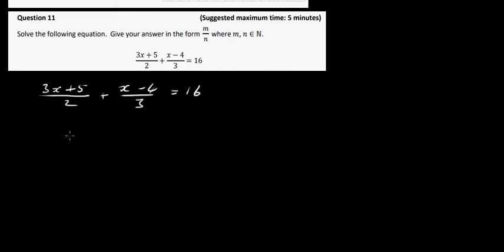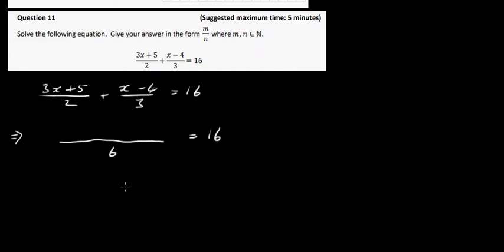Now normally what I like to do here is add these two fractions first. You could, another way of doing this is to multiply across by 6, multiply everything by 6. Might be an easier way of doing it actually, but let's add them first anyway and see where we end up.